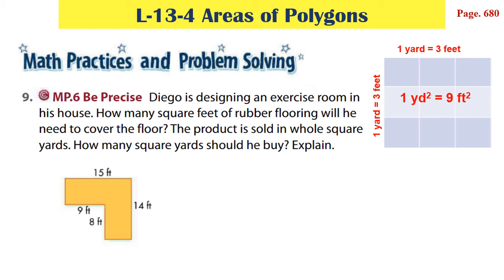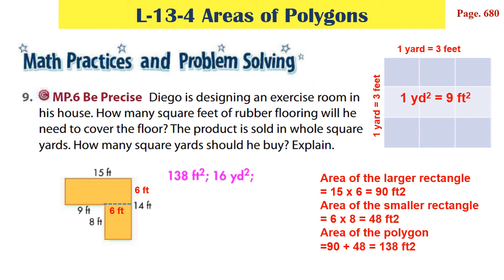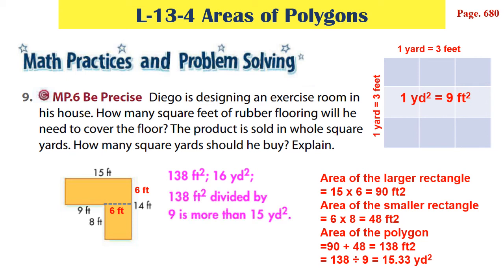What is your answer? Very good. 138 square feet. Or 16 square yards. We divide 138 square feet by 9, we get the answer which will be more than 15 yards. It is 15.33 square yards. So he could buy 16 square yards.